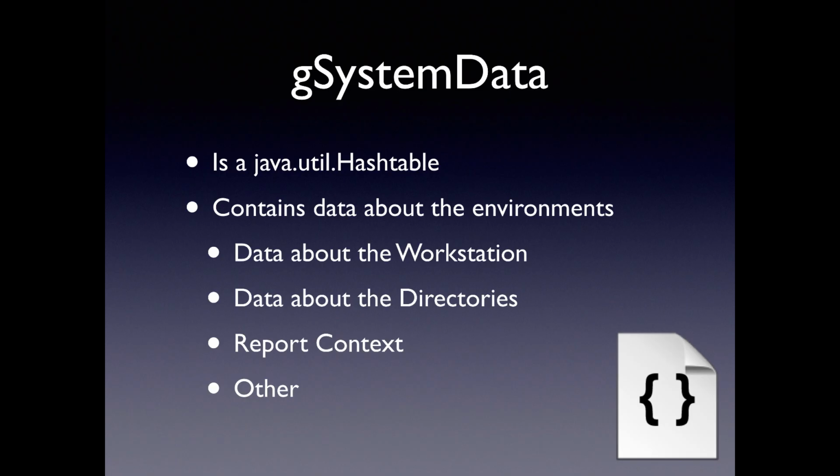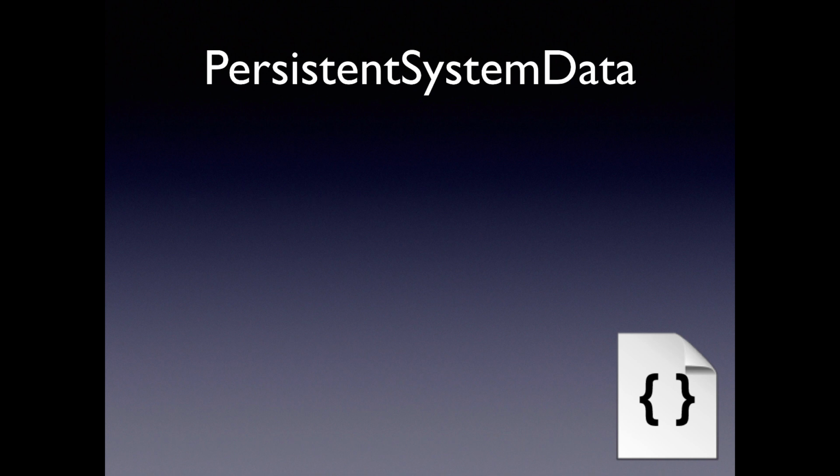Okay, so we've seen how to access data in the G system data, and one of the elements of data that we saw in there was something called persistent system data, and I said we'd come back and talk about that later. So let's talk about that now. The things that are created from your script really only exist for the duration of that script. If you wanted to create an object that would exist beyond the context of the script, how would you do it? Well, that's where the persistent system data comes in.